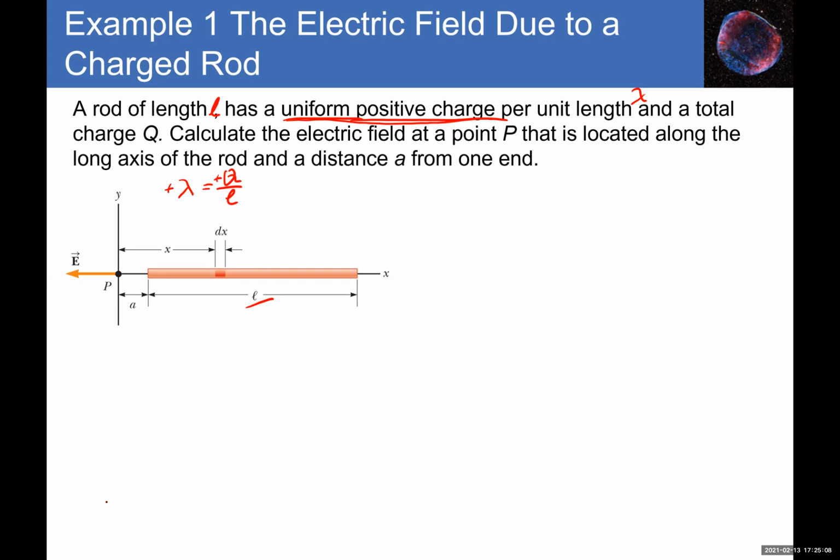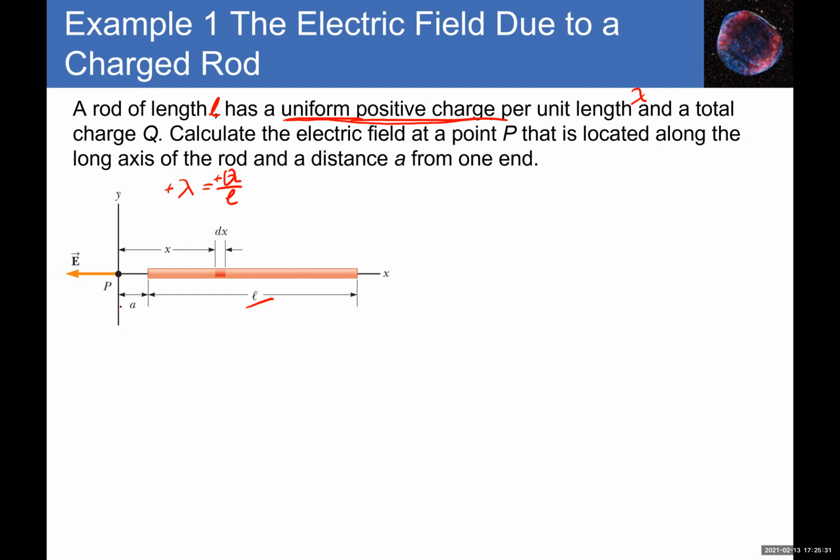That means we take the point P as the origin, and then we place the rod such that it has a distance A from the origin. So point P has a distance A from one of the ends, which is basically the left end of the rod. And what we want to do here is find the electric field at the point P due to this continuous distribution.